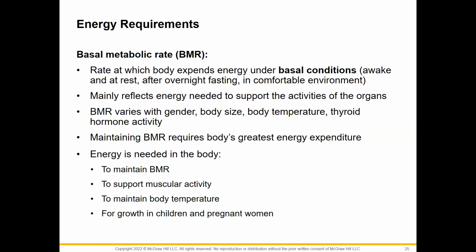We're going to stop the video here. We'll start the next video with basal metabolic rate or BMR and energy requirements.